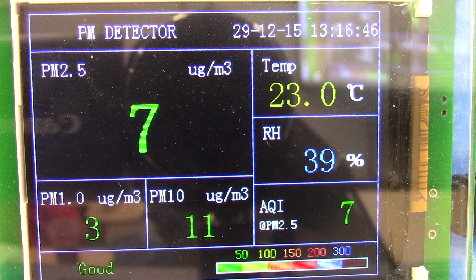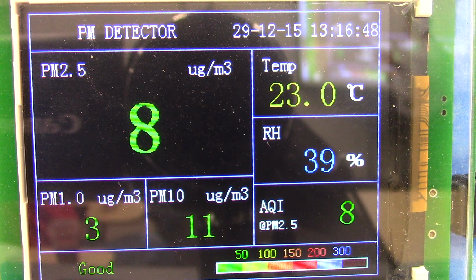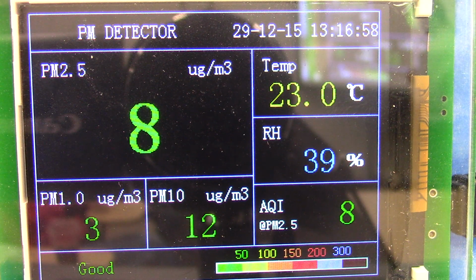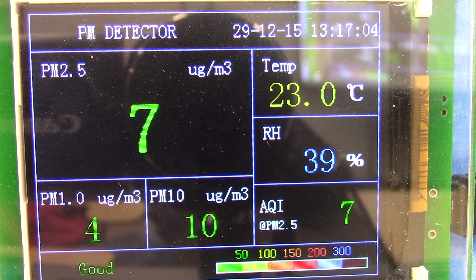First of all, the temperature in this room, which is live, is 23 degrees C, which seems a little bit on the warmer side. The relative humidity is 39, on the drier side today. And then we have the air quality index. We'll show what goes into this calculation a little later.